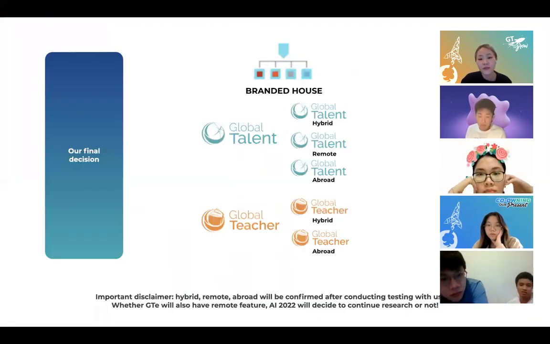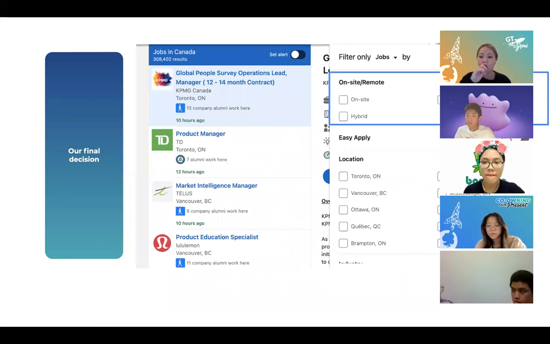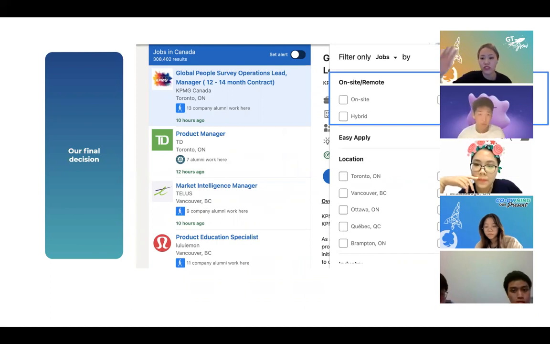So in the end, the decision that we made is going to follow this one because it's more simple. But an important disclaimer here is that the hybrid remote abroad will be confirmed after testing with users, because we are not sure whether it is easy for people to understand and imagine this experience. Basically, what I also want to share with you is that this is how LinkedIn is doing it, and this is how it's going to be shown to our customers in the future as well. Instead of putting GTA, GVP, and so on, we are just going to have a filter on YOP telling them this is going to be on-site, hybrid, or remote. So that's how we are taking our name.